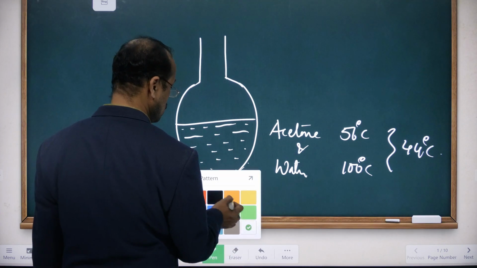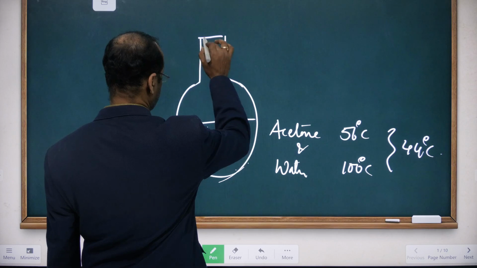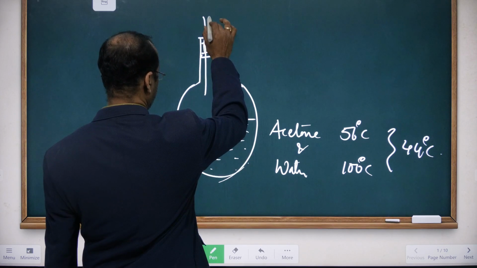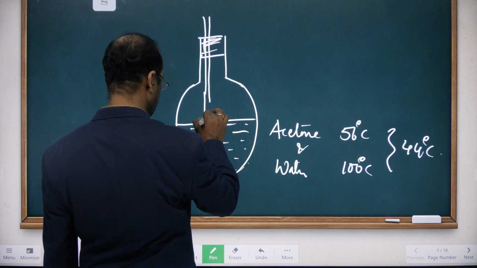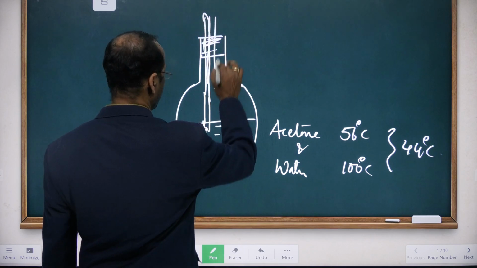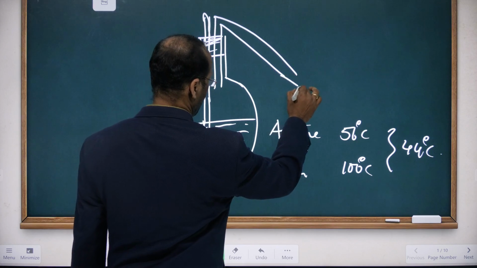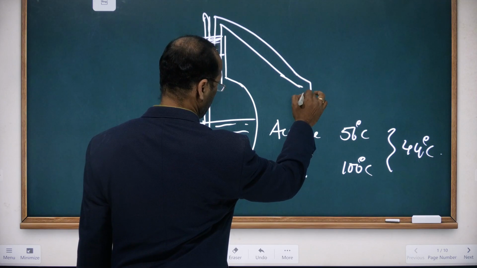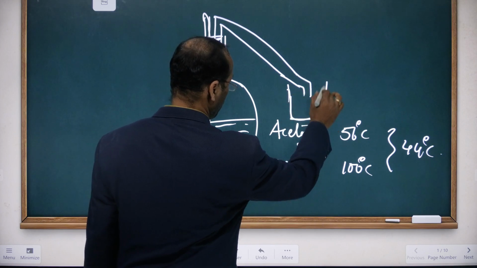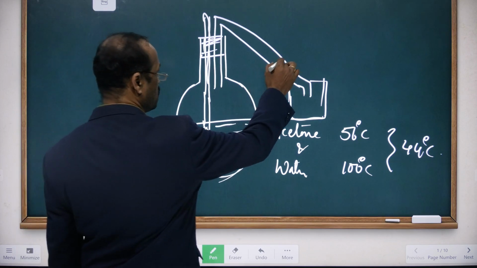Before that, we fix this cork and insert one thermometer here, to see the temperature. This is a thermometer. And then what do we do? We take one delivery tube. So this is a delivery tube, and at the end of this delivery tube we put one beaker like this. For example, roughly I am drawing one beaker here.